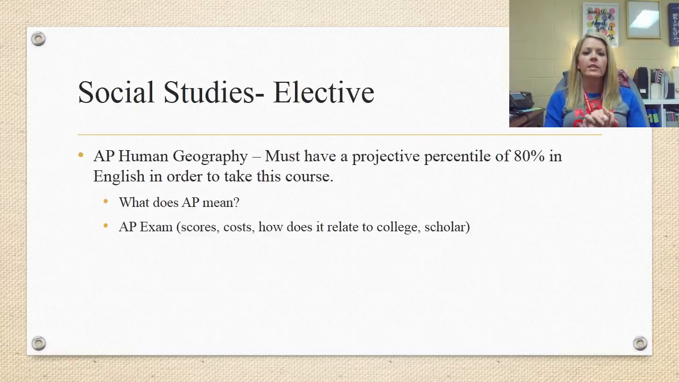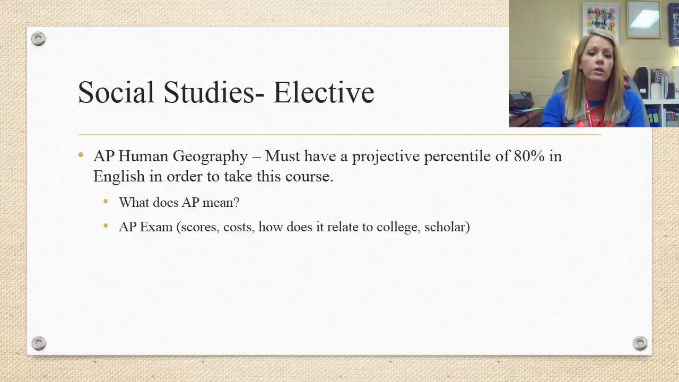Okay, our next decision that we have to make is social studies. 9th graders do not have to take social studies. You don't take that actually until your 10th grade year. But we have an option for some people who are interested in taking it. This is an elective. You do not have to take this class. It is called AP Human Geography. You have to have 80% projection on your TVOS scores in order to take this.